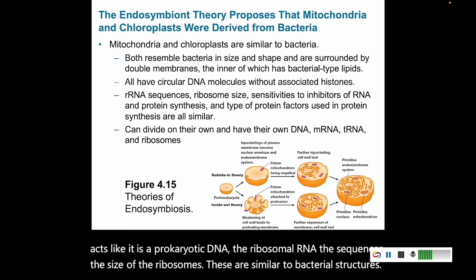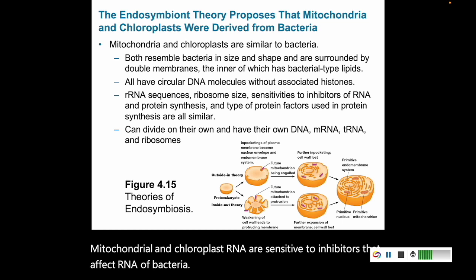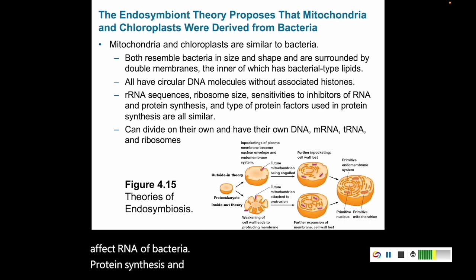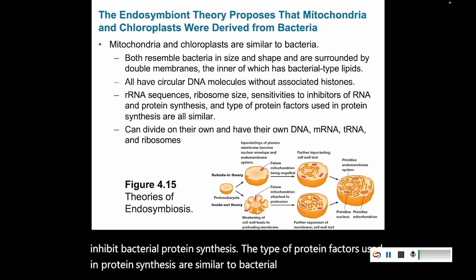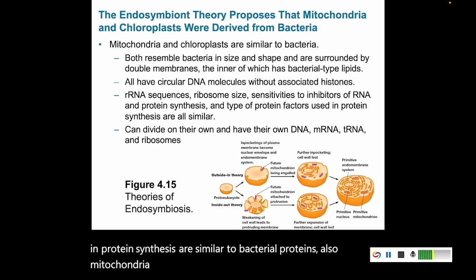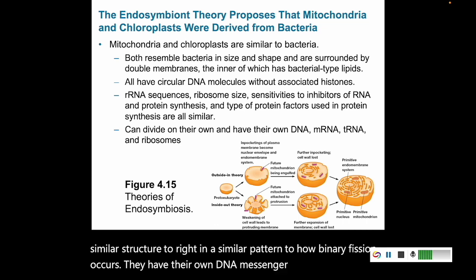Mitochondrial and chloroplast RNA are sensitive to inhibitors that affect RNA of bacteria. Protein synthesis in mitochondria is inhibited by drugs that inhibit bacterial protein synthesis. The type of protein factors used in protein synthesis are similar to bacterial proteins. Also, mitochondria and chloroplasts can divide on their own, in a pattern similar to how binary fission occurs. They have their own DNA, messenger RNA, transfer RNA, and ribosomes.